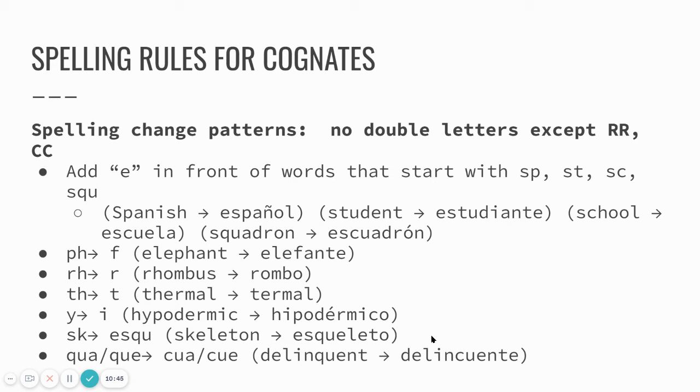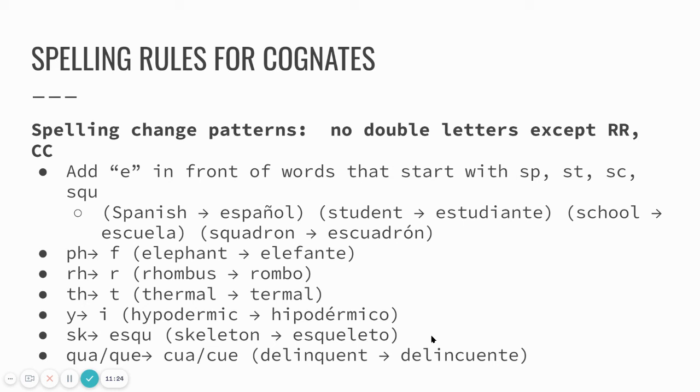We have TH, where the TH is making a th sound. A th sound oftentimes will become just a T. So thermal, or thermodynamics, or thermal underwear, will become térmico. So there's no th sound. Y's often become an I. So hypodermic, hipodérmico, and SKs will become ESQUs.